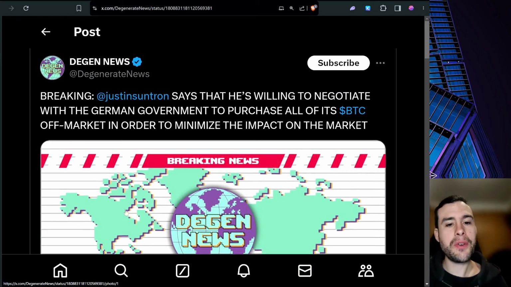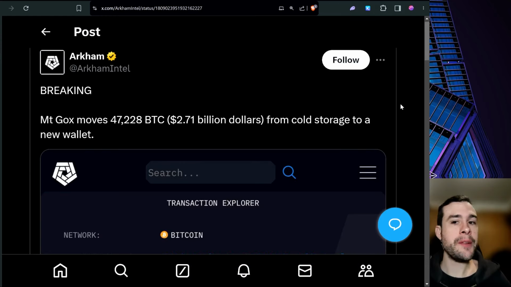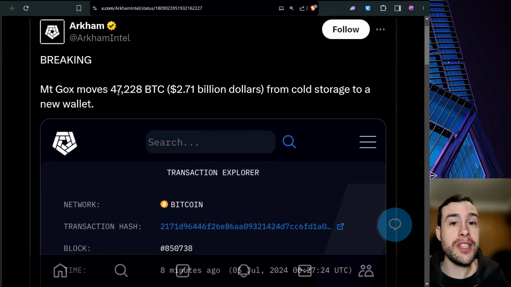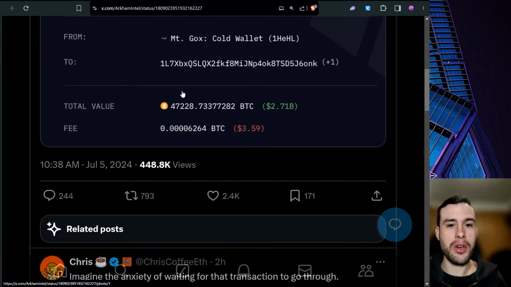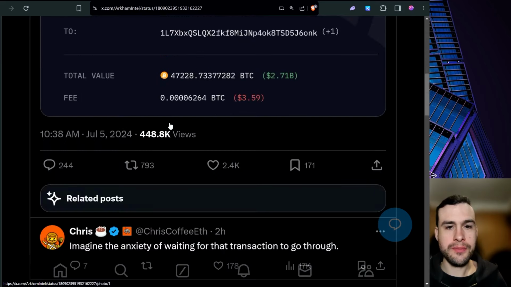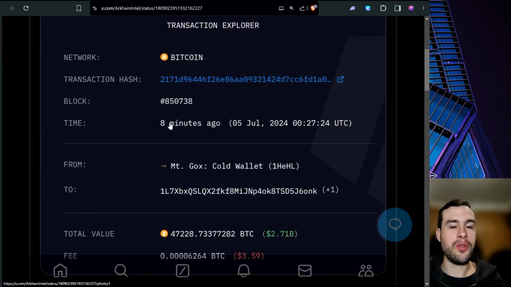And the market's also freaking out because the Mt. Gox coins are on the move. We had here Mt. Gox moving 42,228 Bitcoin, that's $2.71 billion, from cold storage to a new wallet. So what does this wallet mean? This is probably the distribution wallet, I would say. You can see it right here. And I think that the market, or at least most participants in the market, are expecting this to be potential selling pressure, which is another reason why people are absolutely freaking out, right?